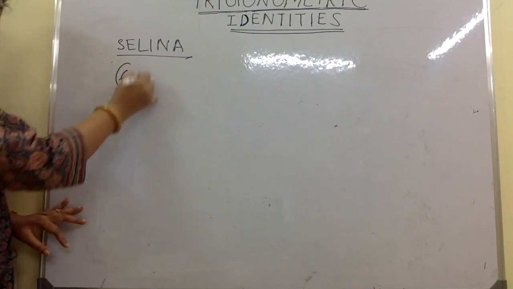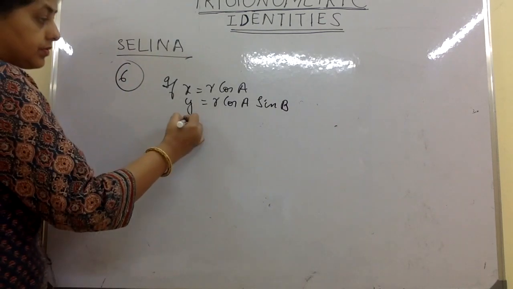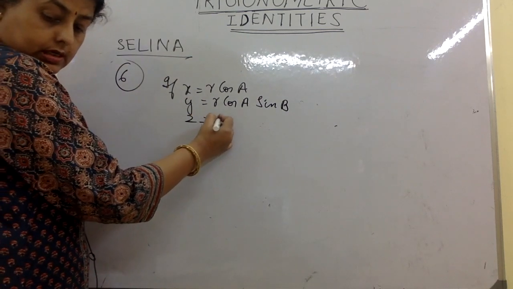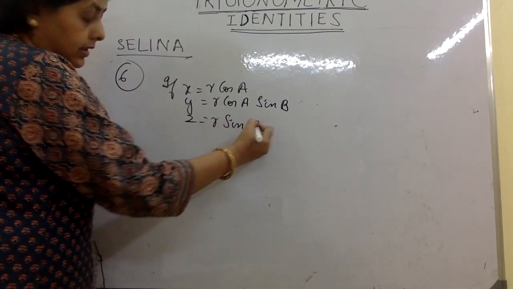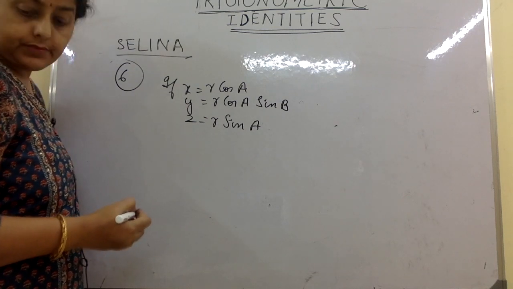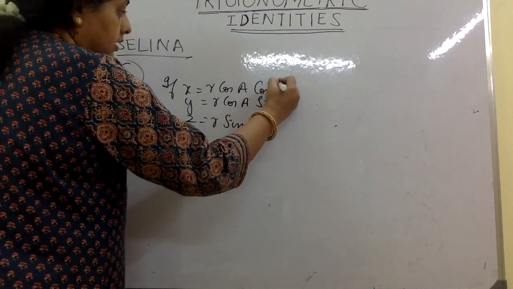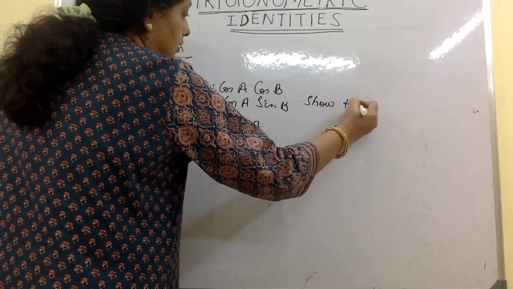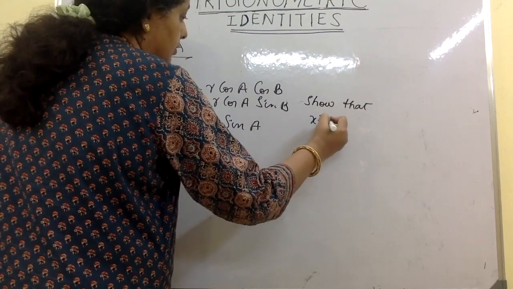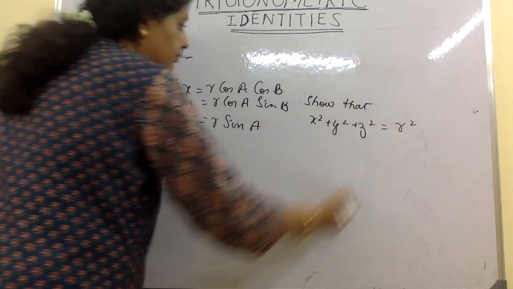Question number 6. z is equal to r sin a, and y is r cos a sin b, and x is r cos a cos b. Show that x square plus y square plus z square is equal to r square.